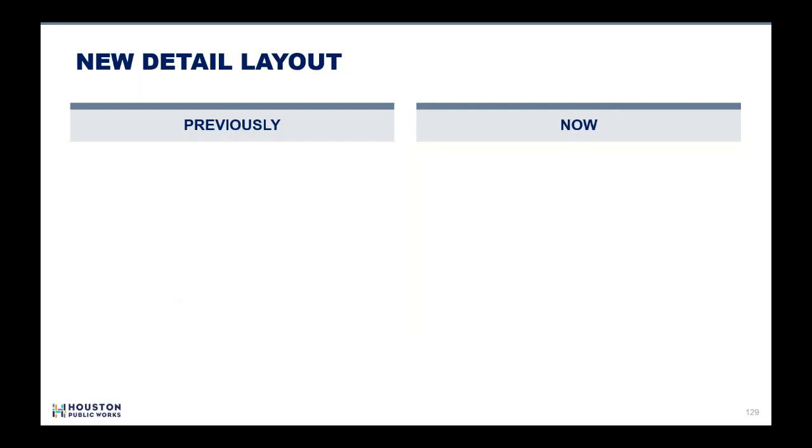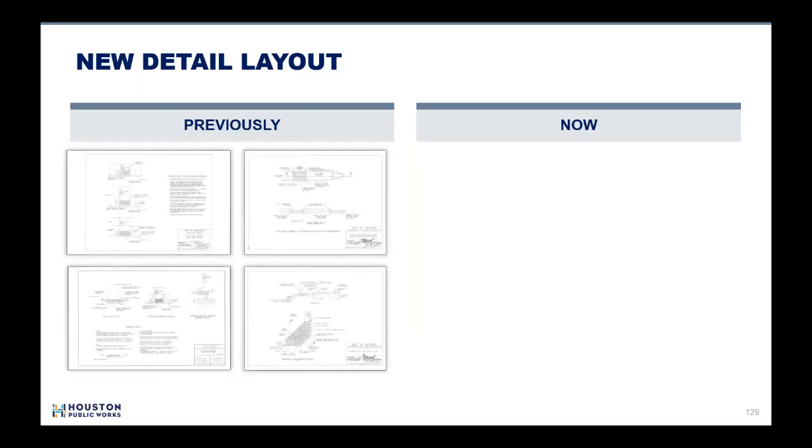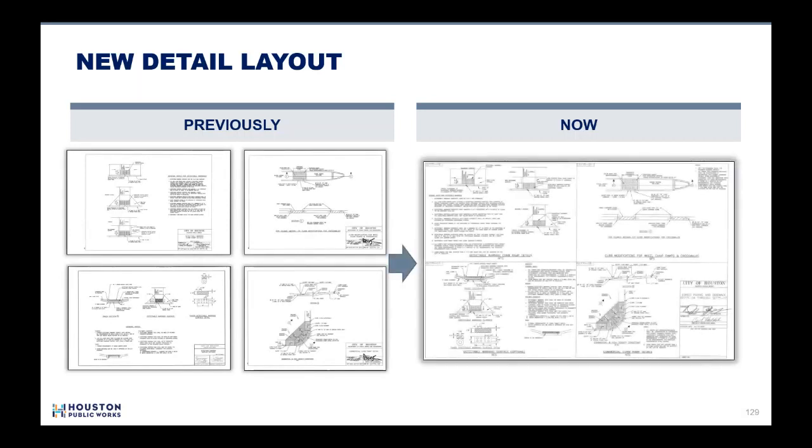Don't worry if you can't read the drawings on the next few slides. They're just provided as examples. As shown, these four 8.5 by 11 details have now been combined into one drawing on one 22-inch by 34-inch sheet. It should also be noted that the city has retained the detail numbers and naming convention to ensure continuity with our 2019 details.